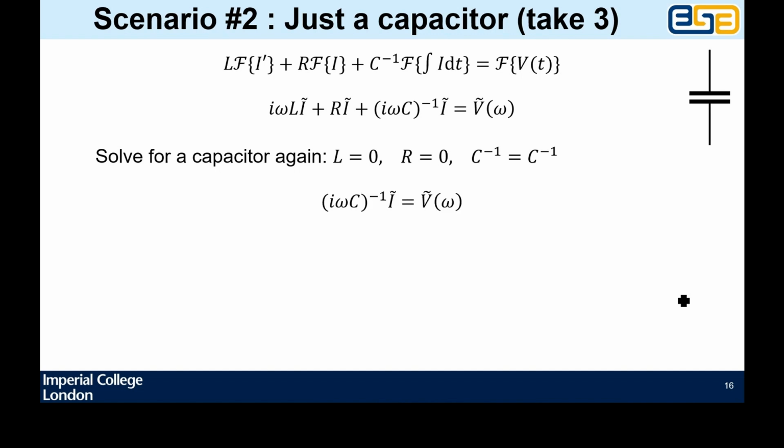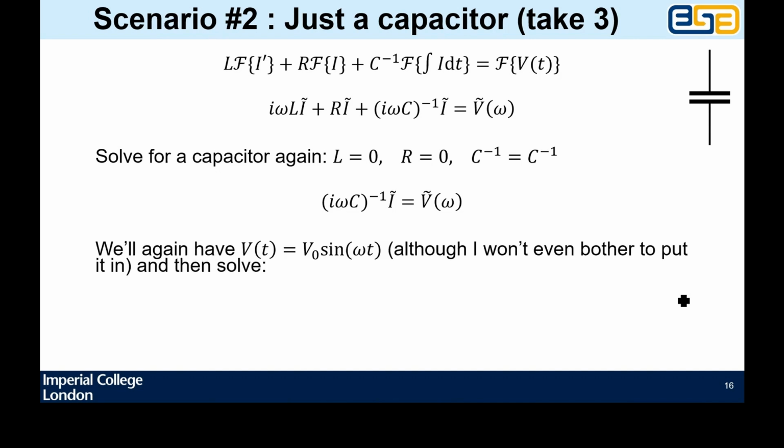Sub that in, it just means crossing out the first two terms. We now have 1 over I omega C times I tilde equals V tilde. And suddenly, constructing the impedance, Z, becomes incredibly straightforward. We don't even have to think about what the stimulation was at this point. We've just got an equation that's got V tilde and I tilde already in it.